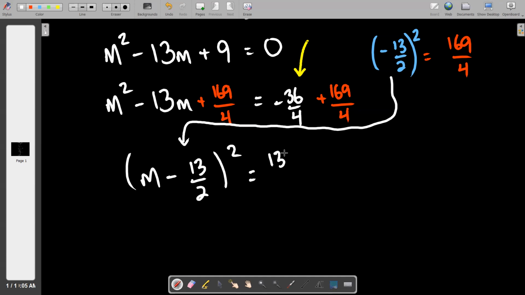Good job. 133 over 4. Do you understand and see that the 4 is inevitable, right? Because every time we're going to have a 2 on the bottom, and every time we're going to square a 2, it's always going to be a 4. Let's square root both sides.